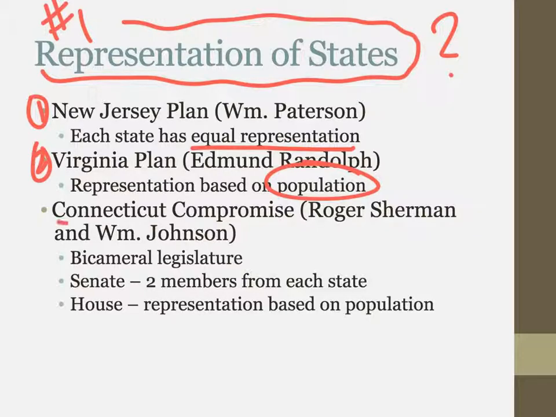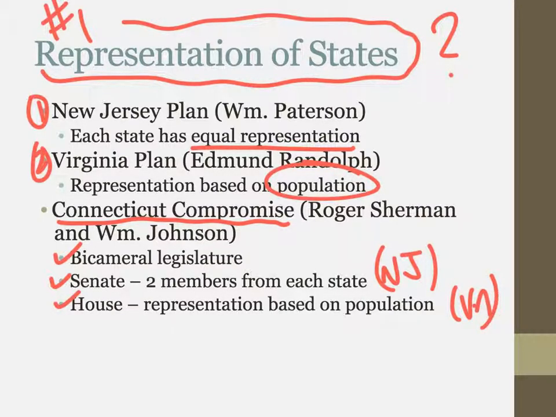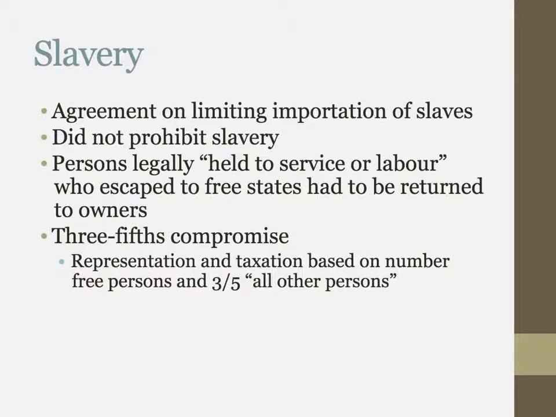Along comes the Connecticut Compromise, and the Connecticut Compromise creates what we have today. There's a bicameral legislature. In the Senate, there are two members from each state, and that is your New Jersey plan. In the House, representation is based on population. That's the Virginia plan. How about this for a compromise? They check it off, they give it their stamp of approval, and they move on to other things.